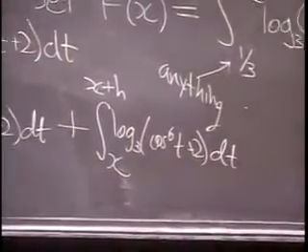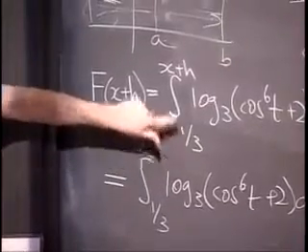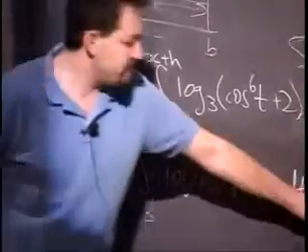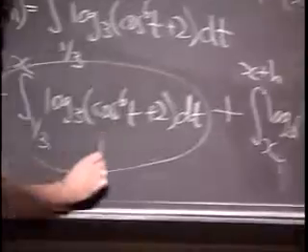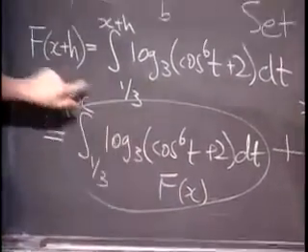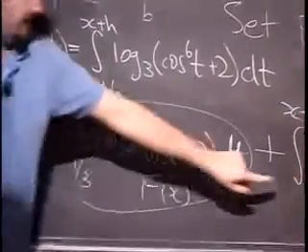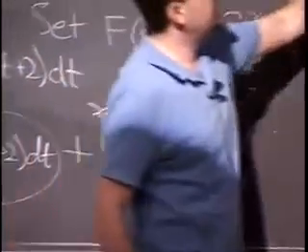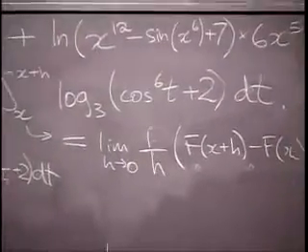Just stare at that for a second. F of x plus h, we're going from 1/3 all the way up to x plus h. We can just go from 1/3 up to x, and then from x up to x plus h. And this quantity here is just F of x. So if you bring it over to the other side, you get F of x plus h minus F of x is this integral which we want. That is the integral over here. And then you just have to divide by h because the question asks for it.